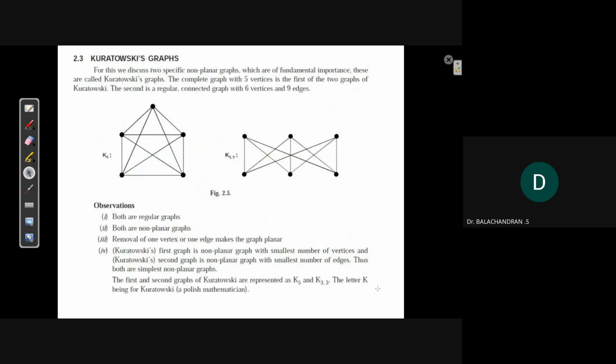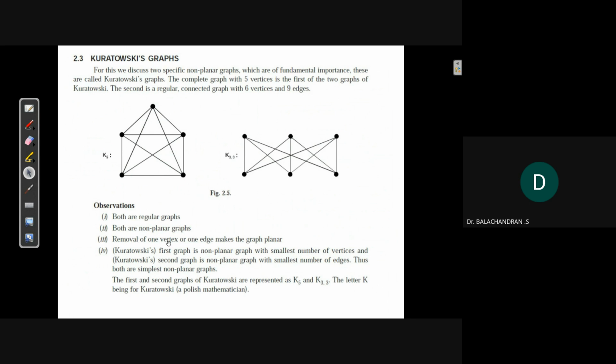Okay. So just now we proved K5 is non-planar. K33 is also what? Non-planar. So some observations. Kuratowski graphs. Here you can see both K5 and K33 are regular graphs. What is the degree of each vertex here? 4. Here the degree of each vertex is what? 3. So that's why they are regular graphs. And both of them are non-planar, just now we proved.